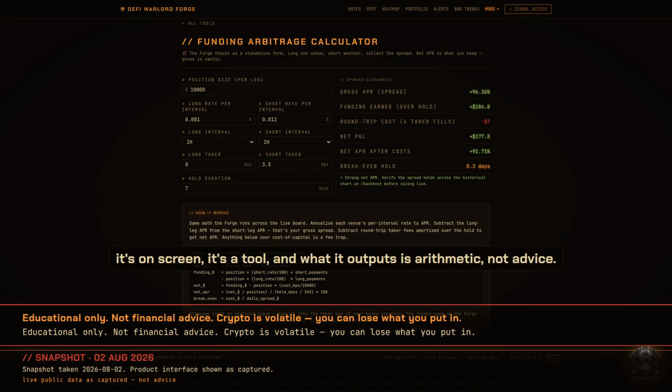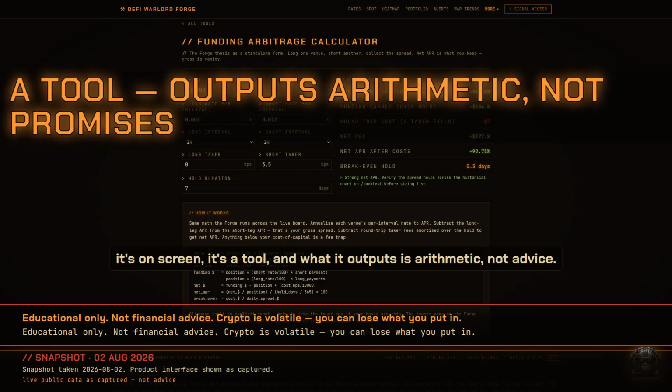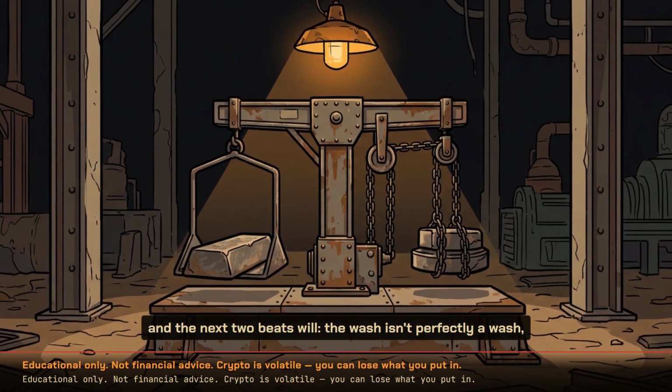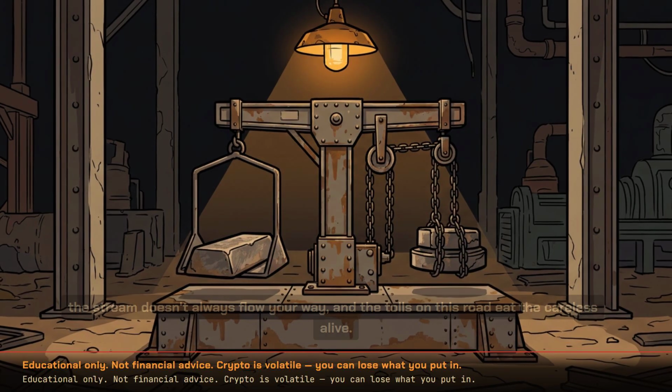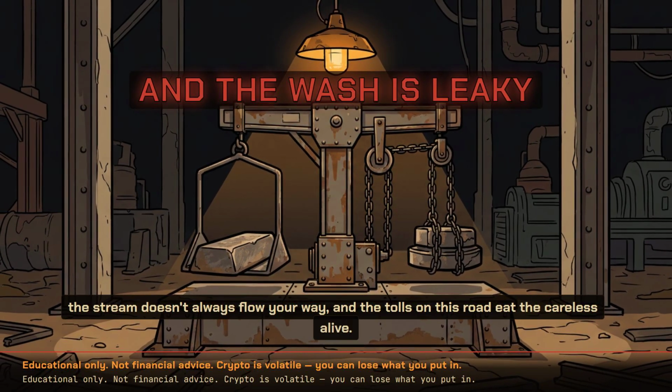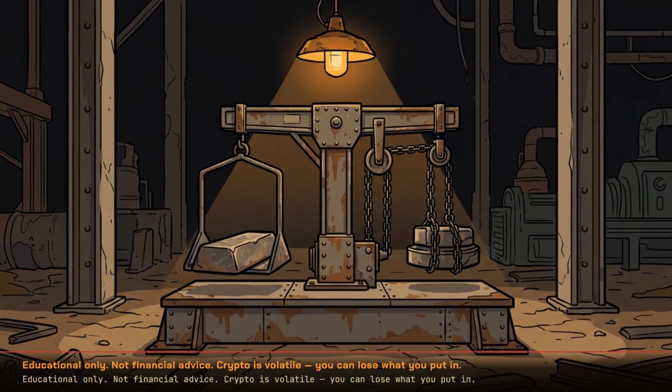It's on screen, it's a tool, and what it outputs is arithmetic, not advice. Because here's what the DM pitch will never tell you, and the next 2 beats will. The wash isn't perfectly a wash. The stream doesn't always flow your way, and the tolls on this road eat the careless alive.